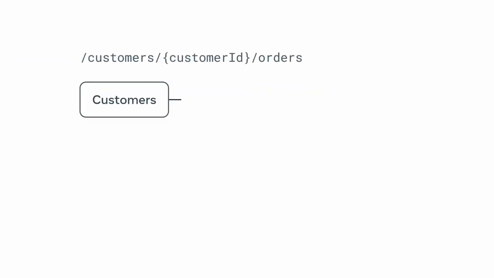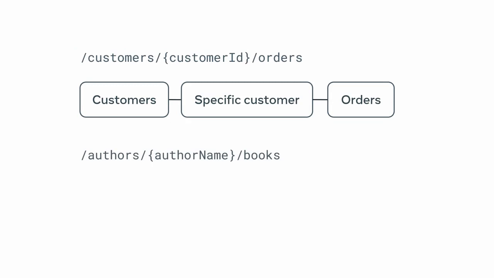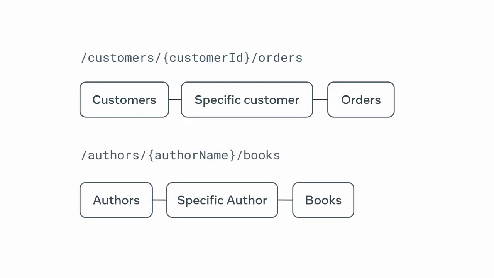Or, to get all books written by a particular author, you can use an ID for the author instead and add /books. Notice how the relationships between the customers and orders, the books, and the author are all indicated with the / in these API URIs.